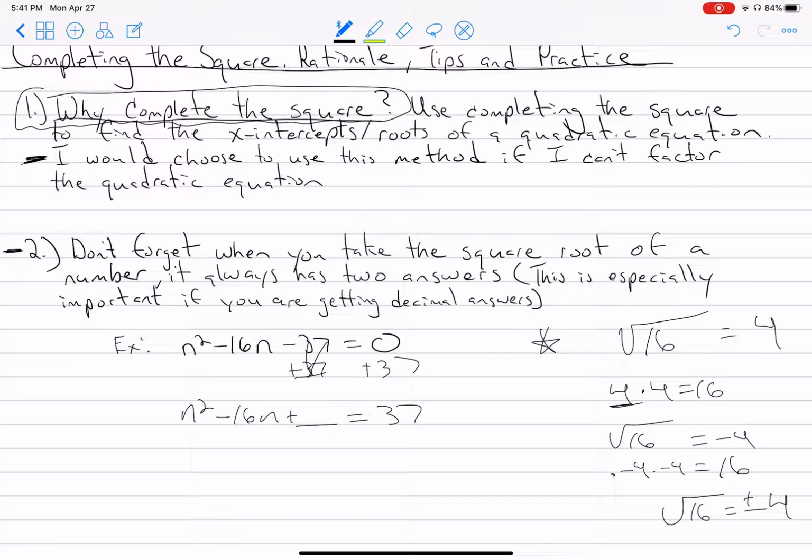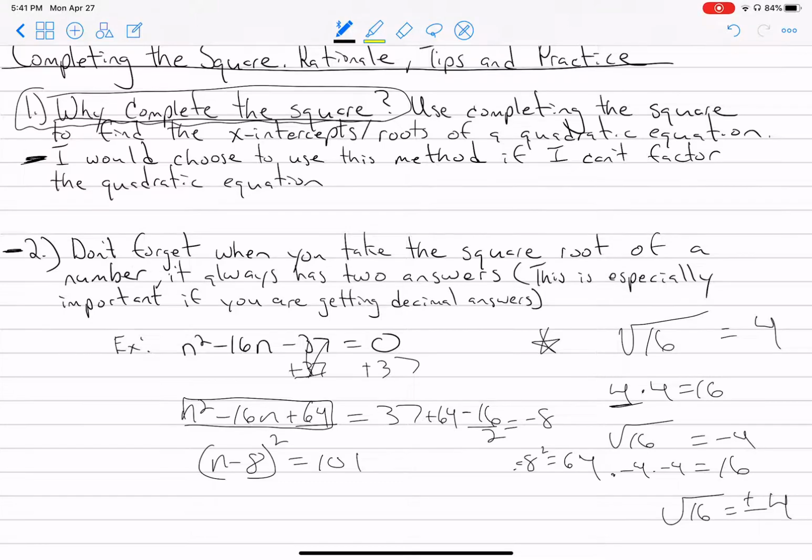I need to take 16 and cut it in half. Excuse me, negative 16 cut in half gives me negative 8. Negative 8 squared is 64. So I end up with a 64 here. I have to do 64 on both sides. So I know now this is a perfect square that factors to n minus 8 squared equals whatever 37 plus 64 is, and that is 101.